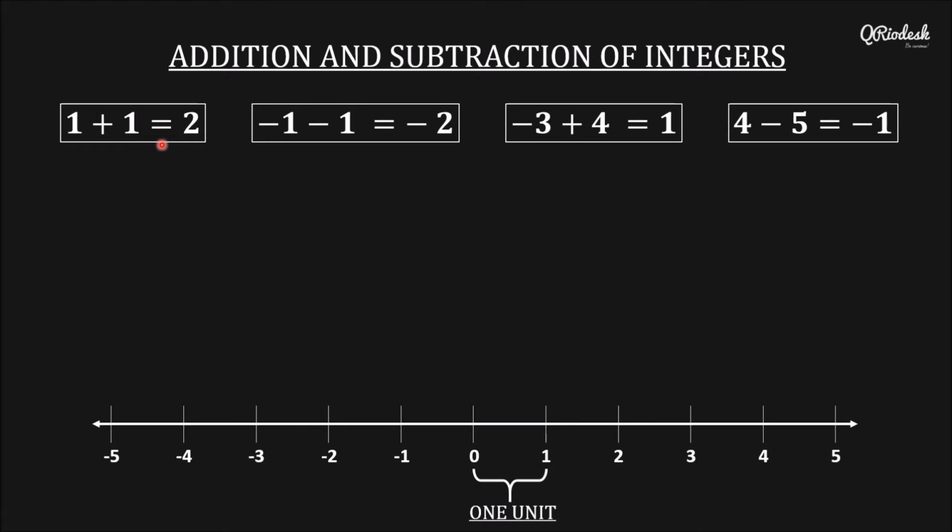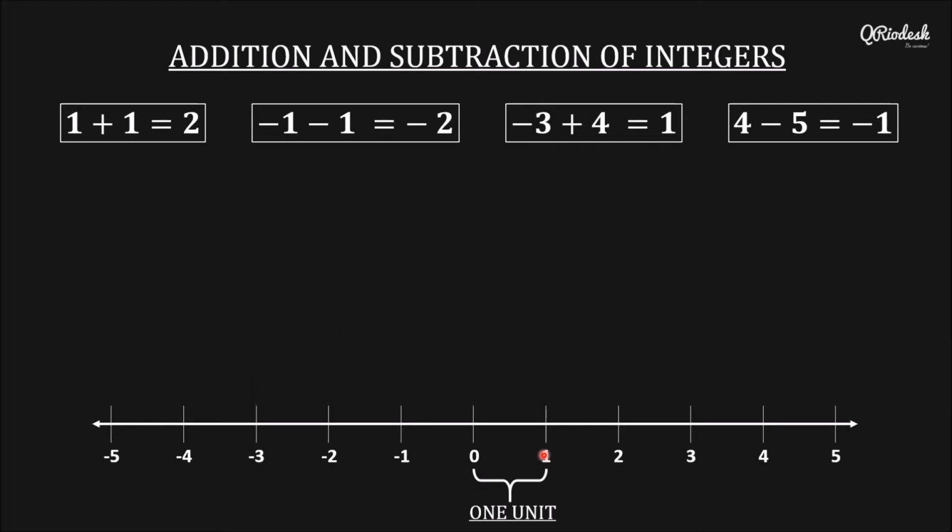The first one, we are at 1 and we are adding 1 to it. So 1 and we add one more 1, we wind up at 2. So that's the answer. Second one, we are at -1 and we are subtracting 1 from it. So -1 minus 1, we will land up at -2, like this. And in the third example, it's -3 plus 4. So we are at -3 and we are adding 4 to it. 1, 2, 3, 4. And we wind up at +1.